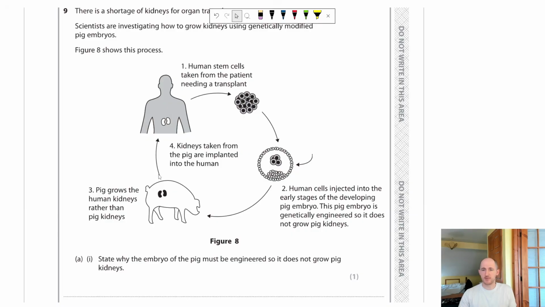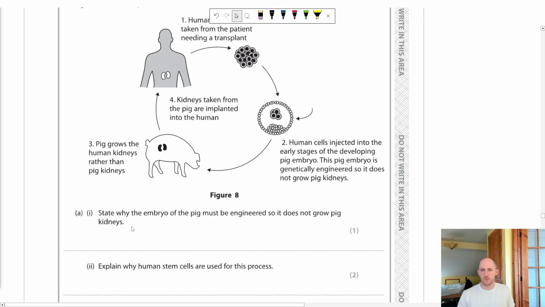For all intents and purposes, these kidneys are your kidneys, which means, and the big problem with organ transplants between humans is that often your immune system will reject someone else's kidneys because it identifies it as a foreign species, so to speak, and attacks it. So actual human kidneys. Cool. So why does it have to be engineered so it doesn't grow pig kidneys?